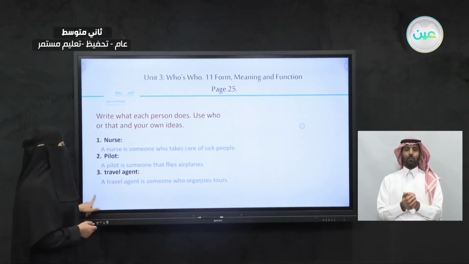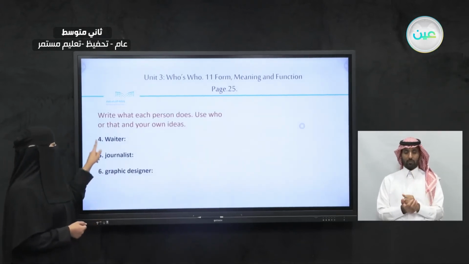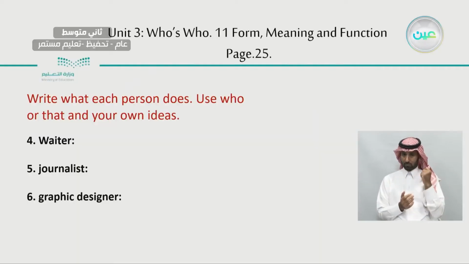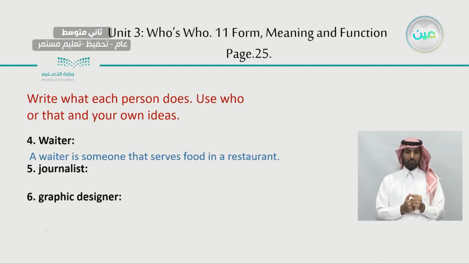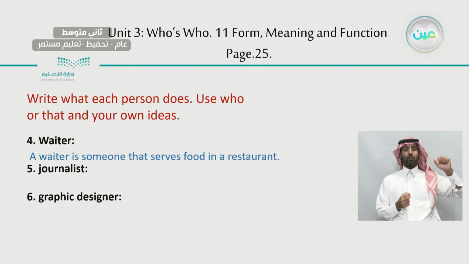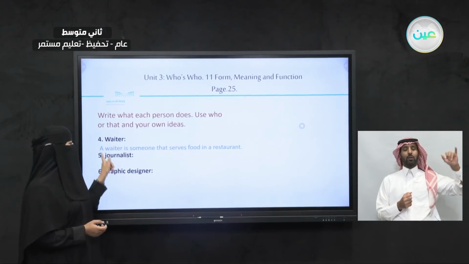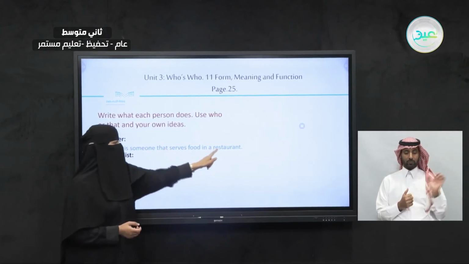Now, let's take a look at the next examples here. We have waiter, journalist, and graphic designer. Think about it. So, what does a waiter do? A waiter is someone that serves food in a restaurant. We use the word that. So when I hear this clause, serves food in a restaurant, who does that? A waiter. A waiter is someone that serves food in a restaurant.